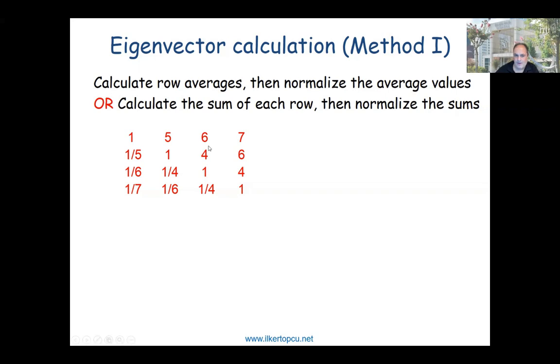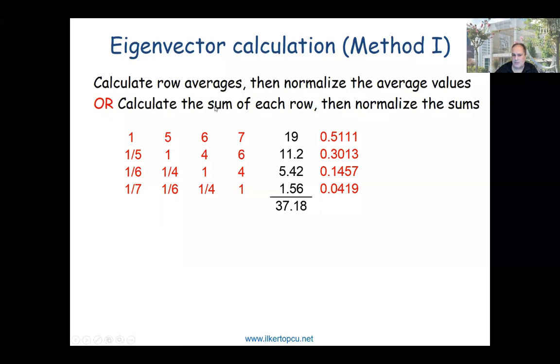Here we get row sums. The first row summation is 19, the last row summation is 1.56. And then we sum these summations, find another summation, and we divide each value by the summation. We normalize the summations. And this is the eigenvector with the first method. If you get row averages, everything will be divided by 4. So eigenvector would be the same. That's why there is no need to, although in the literature it says calculate row averages, we can just calculate the sums. It's the same.